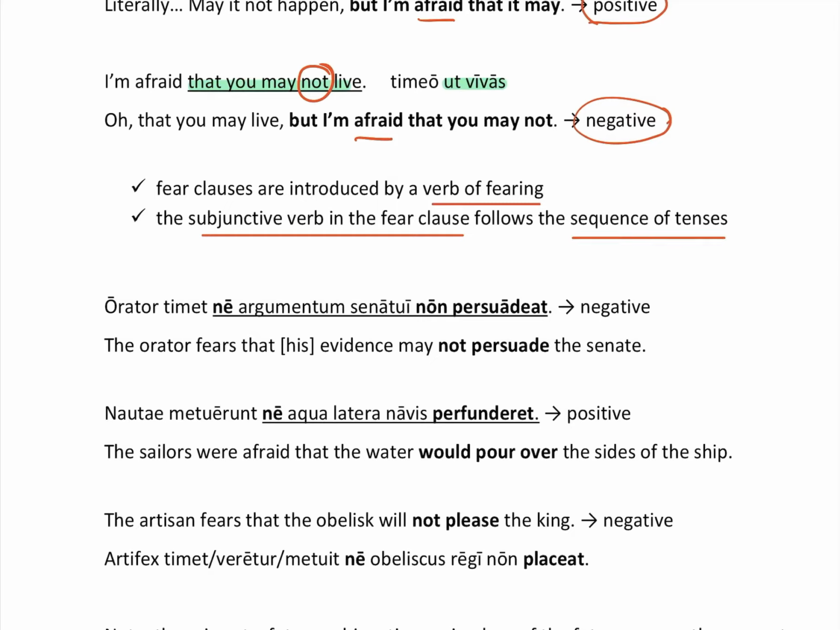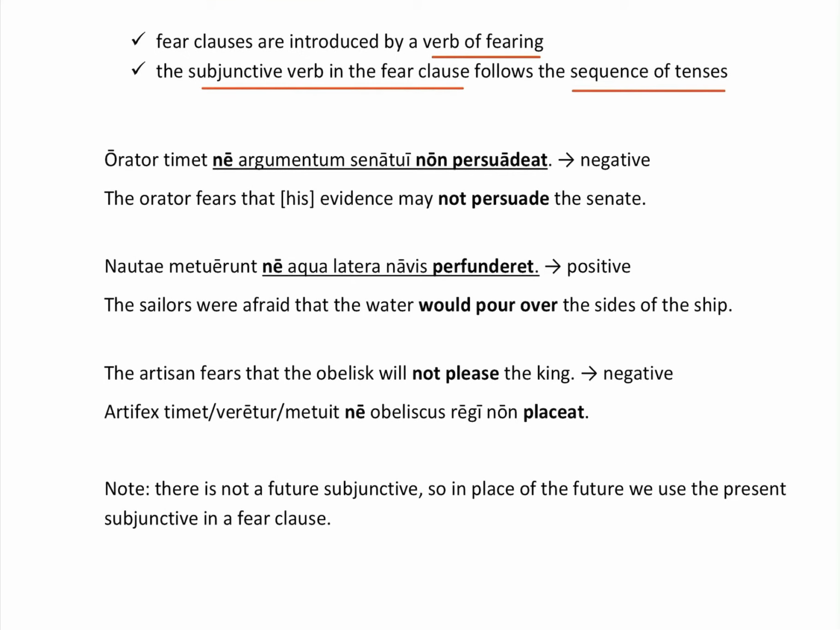So let's look at an entire sentence here from the Latin. Remember, they have a verb of fearing. Here we go, timet, fearing. Here's the entire phrase: Orator timet ne argumentum senatui non persuadiat. Now, that's a negative, and we see it's a negative right away because it's got in the fear clause a ne and a non along with the verb. So the orator fears that his evidence may not persuade the Senate.